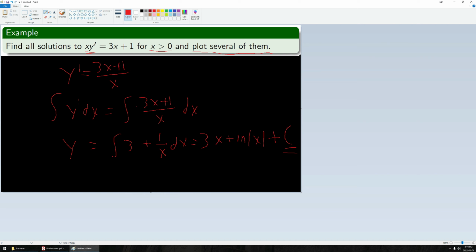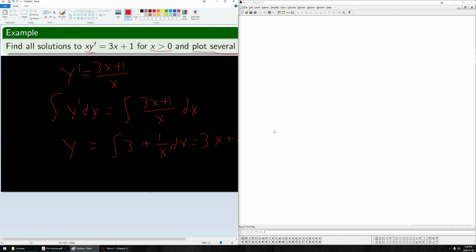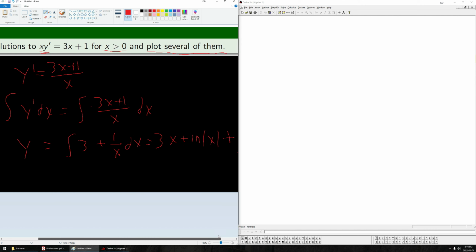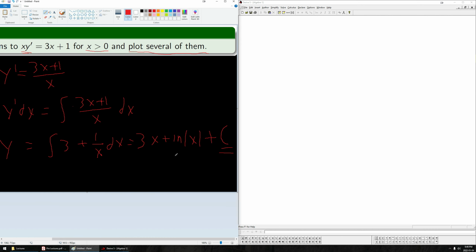Okay, so now I'm just going to jump over to plot this. You could do this by hand, but here I wouldn't really expect you to do something like this by hand. So let's plot these out. For any fixed value of c, I get a different solution, right? That's kind of nifty. So let's plot this for different values of c. If I do 3x plus ln of x plus c, here I'm just going to let c take on some various values.